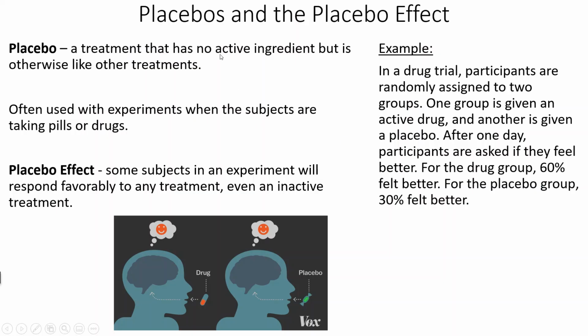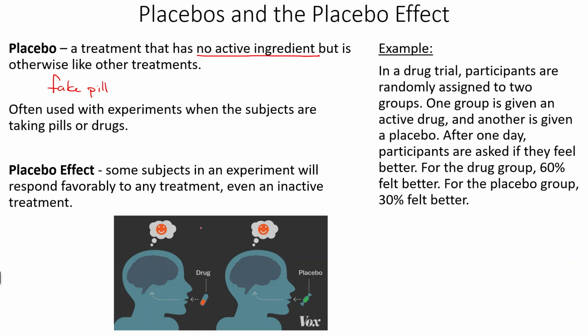A placebo is a treatment that has no active ingredient, but is otherwise just like the other treatments. So it's no active ingredients. Oftentimes this is like a fake pill, or we call it a sugar pill sometimes. It's used with experiments when people are taking drugs or pills often. So we don't want them to know if they're getting the actual drug or if they're just getting some candy basically.